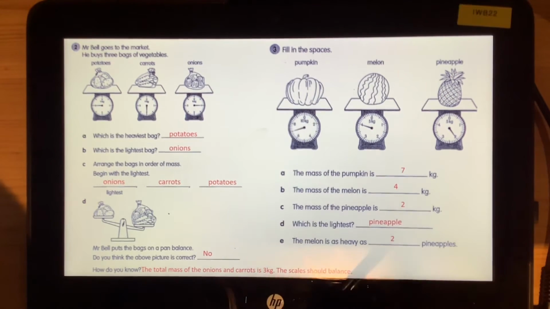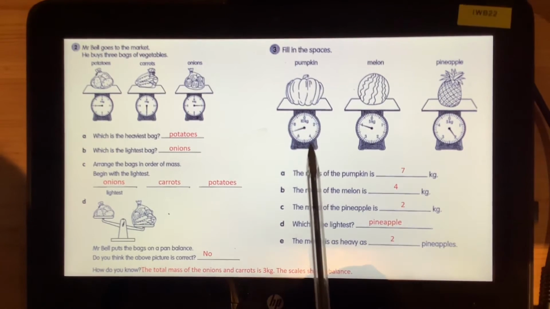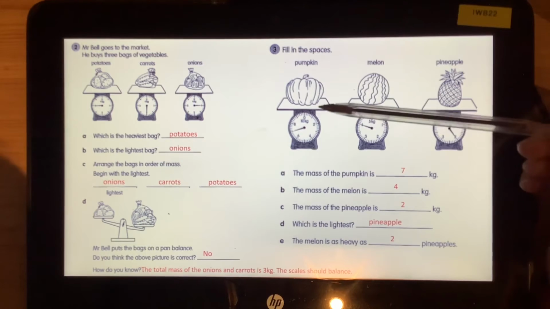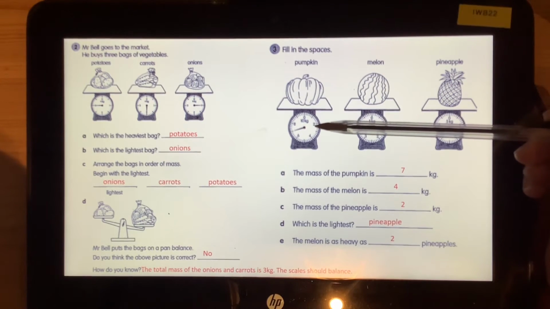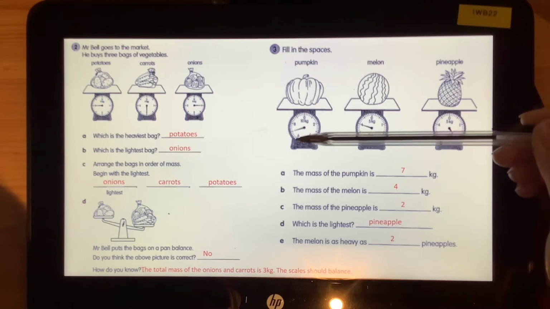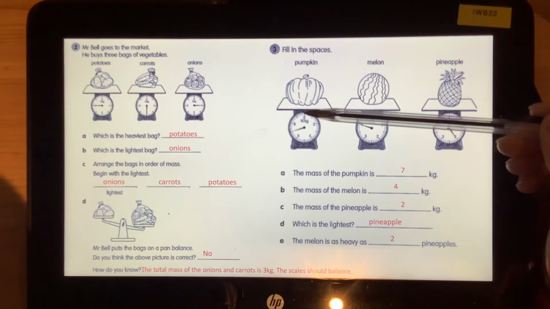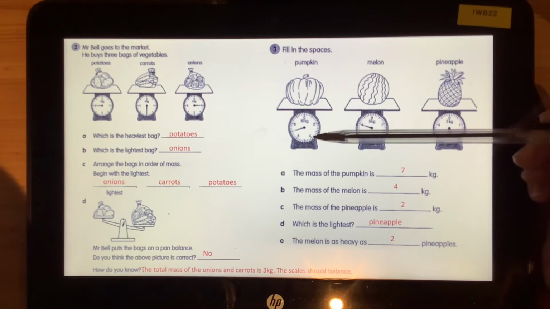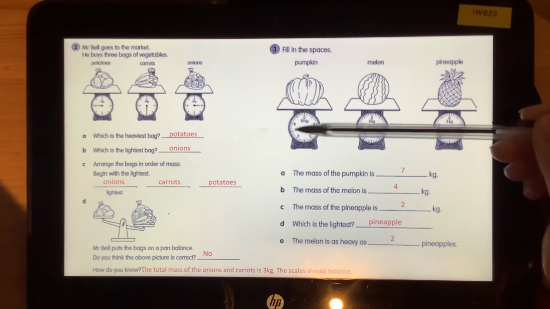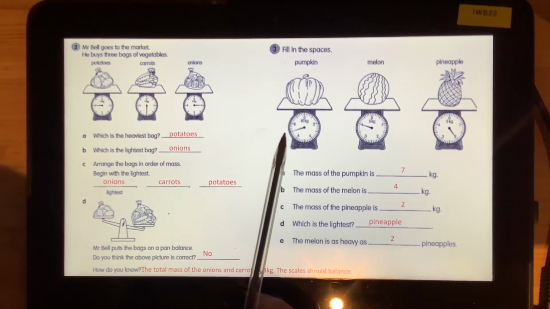This scale is a little bit trickier. Now this scale goes to 10. So we've got 2, 4, 6, 8, 10. Now that means that the intervals in the middle are 1, 2, 3, 4, 5, 6, 7, 8, 9, 10. So the intervals are going up in ones, but we only have the even numbers written on. So that means the mass of the pumpkin is 7 kilograms.